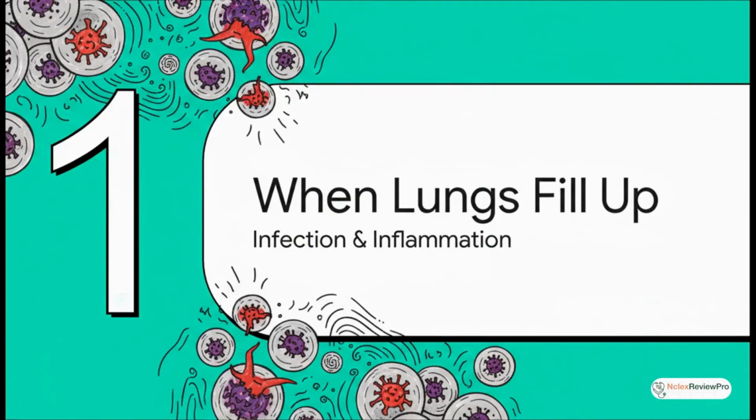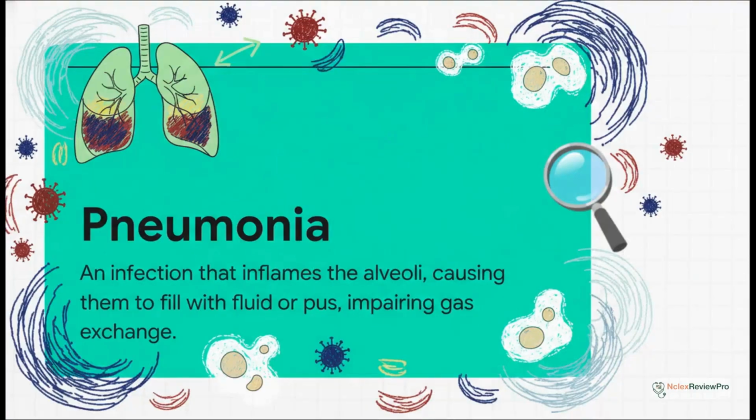This is where the real battle takes place, right inside those tiny air sacs, as infection and inflammation try to take over. Pneumonia is the absolute classic example of a filling problem. Some kind of germ, whether it's a bacteria, a virus, or a fungus, invades the lung tissue. And your body, of course, sends in the troops, its immune cells, to fight. The battlefield, the alveoli, gets totally flooded with inflammatory fluid and the debris from the fight.